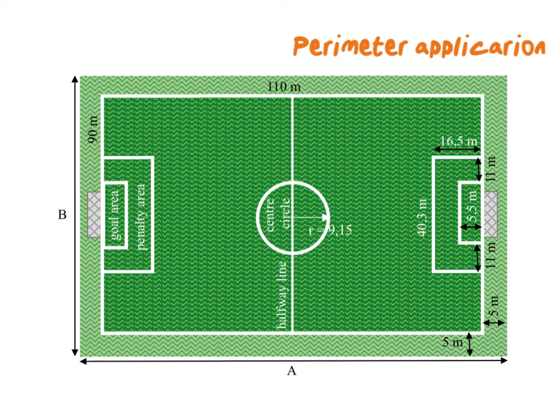So let's start. We see that the length here is 110, meaning that the length at the bottom will also be 110 meters. If the length on this side is 90 meters, it means that the length on the other side is also 90 meters. The penalty goal is only given on the one side, so the left side will be the same, so that's also 40.3 meters. This top part will also be 16.5, and so will the bottom part.